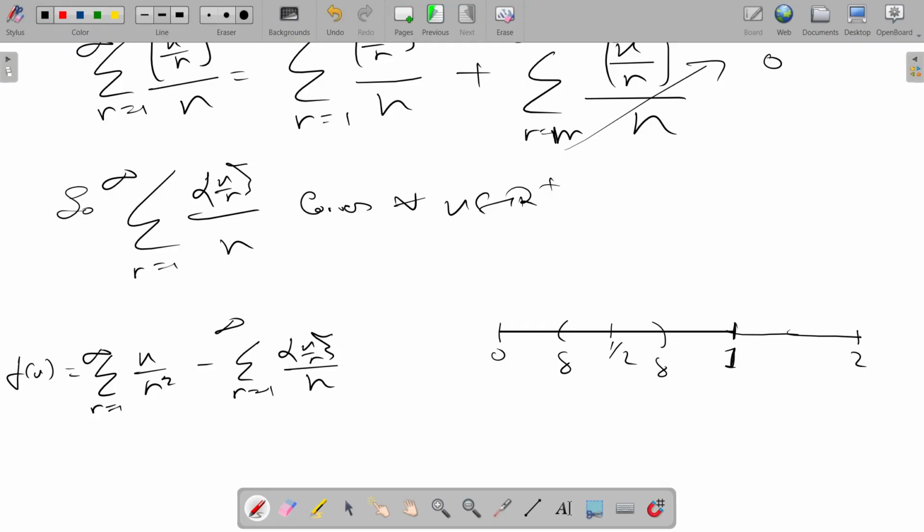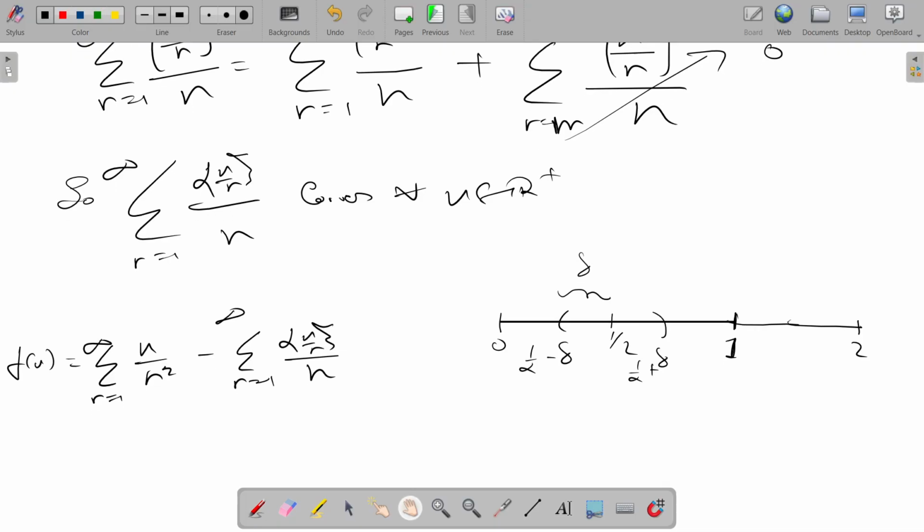I'm so sorry. The whole length will be delta. This will be half minus delta, this will be half plus delta, and this length is delta. So for all the points in the neighborhood here, the function f(x) is continuous.